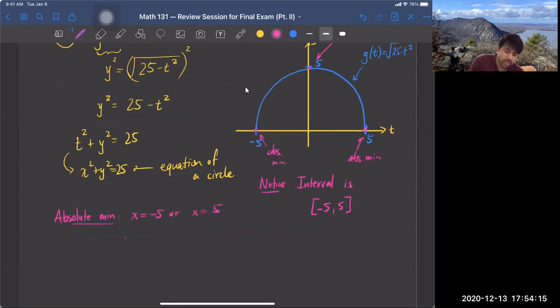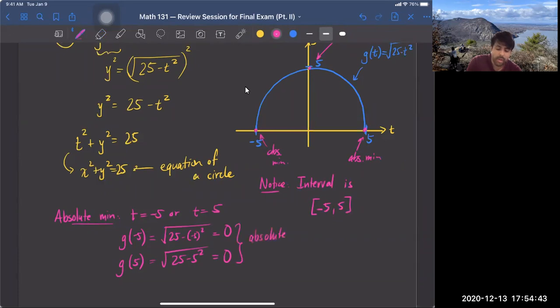So if I were to plug it into g, sorry, this should be not x, but t. If I plug in -5 into the square root of 25 minus -5 squared, I would get 0, because -5 squared is positive 25, and 25 minus 25 is 0. Similarly, I would get the same thing if I plug in +5. I also get 0. So 0 is my absolute minimum value.